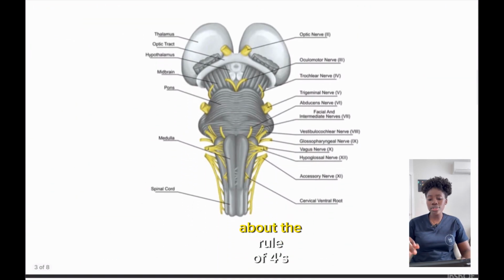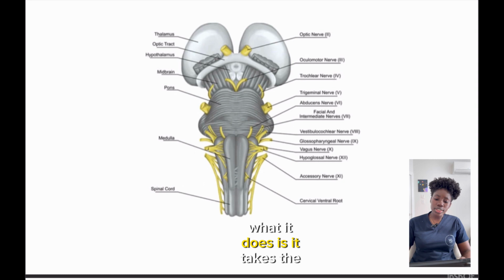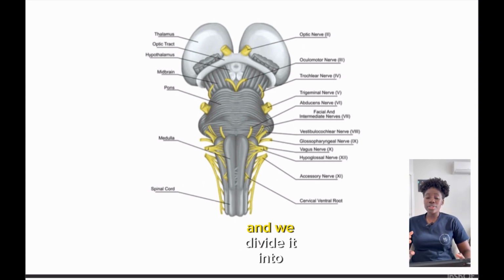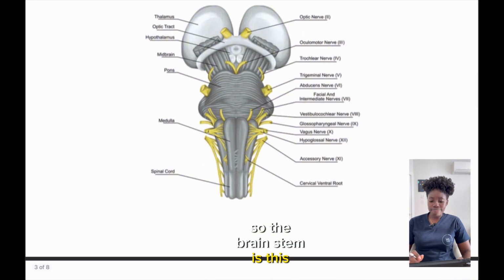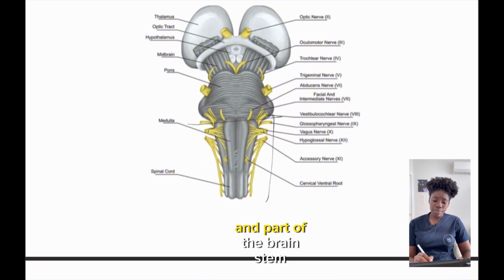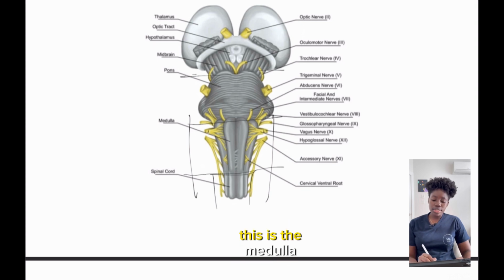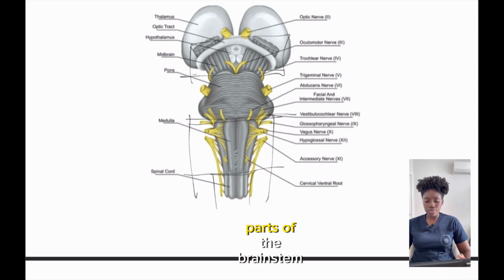So when we're talking about the rule of fours, what it does is it takes the brainstem and we divide it into the three parts that we usually talk about. So the brainstem is this, right? And part of the brainstem we have the medulla. This bit goes into the spinal cord. This is the medulla. We have the pons and then the midbrain. So these are the three major parts of the brainstem.